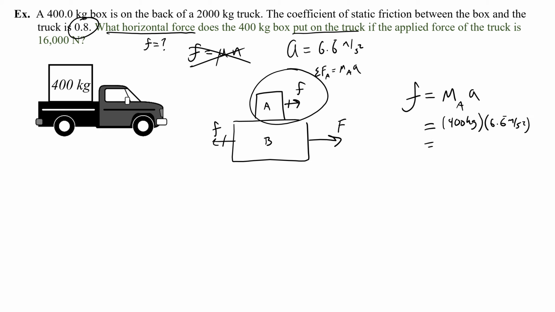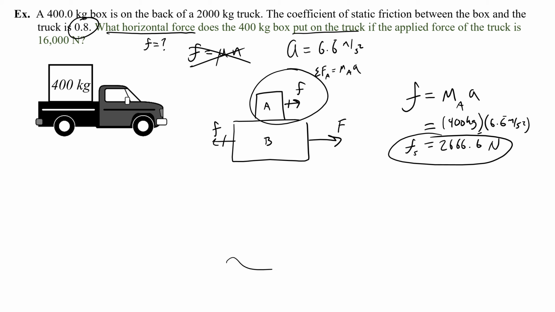And what I get is 2,666.64, or I think it's just 6 forever. Who knows? Anyway, the idea is that this force of friction, yeah, it's just repeating. There we go. This is the force of friction that exists between the box and the truck. And this would be static friction.